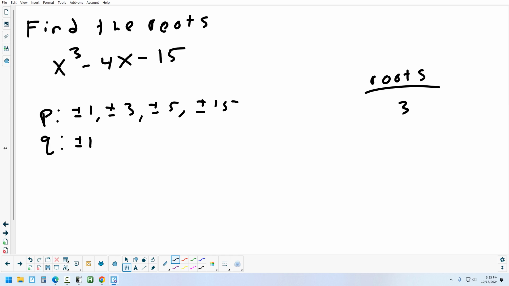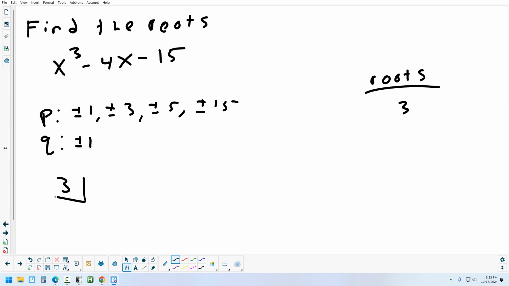Would you plug it in for x? Well, if we plug it in for x, we know we're just going to end up with 0, because that would just tell us that it's a root. So we synthetic divide by 3. Right. We have to do synthetic division, and we're not really interested in the remainder. We need the quotient. Yep. We need the quotient.